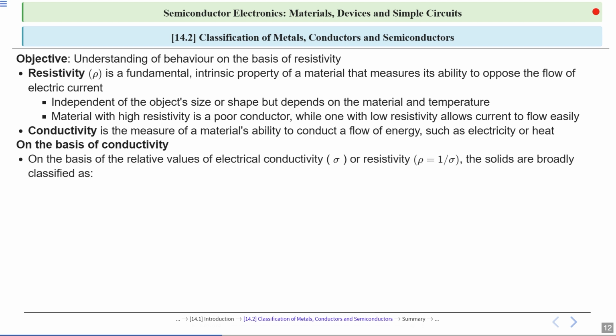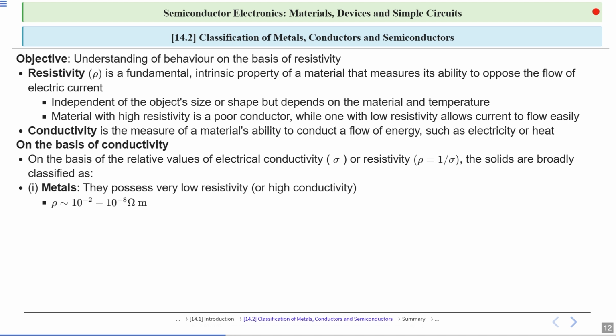Based on electrical conductivity or resistivity: electrical conductivity is represented by sigma, and it is exactly the reciprocal of resistivity, or we can say resistivity rho is exactly the reciprocal of conductivity. Solids are classified into metals, semiconductors, and insulators. Metals are excellent conductors of electricity due to their very low resistivity.